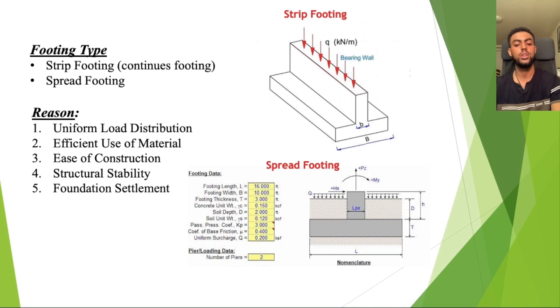Strip footing requires less concrete compared to spread footing, since they only need to cover the width of the bridge piers or abutment rather than the entire footprint of the structure. This makes them more cost effective and environmentally friendly.